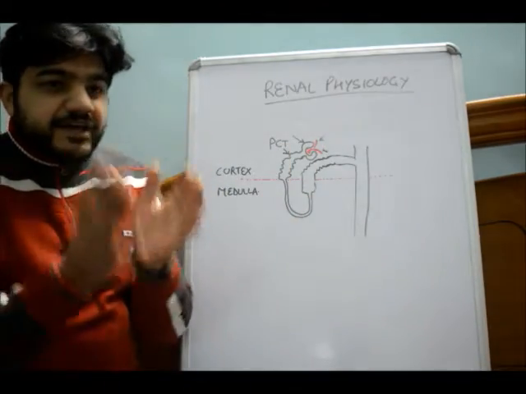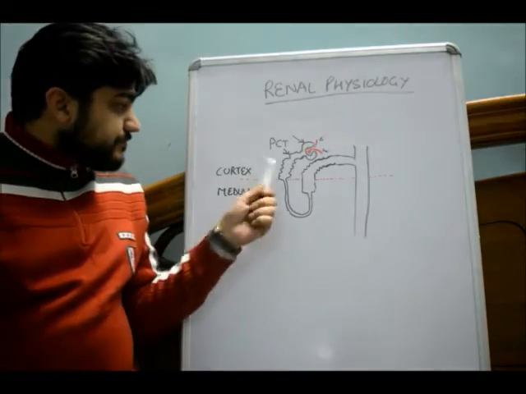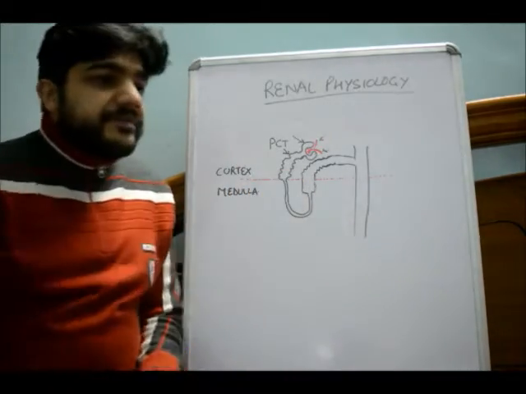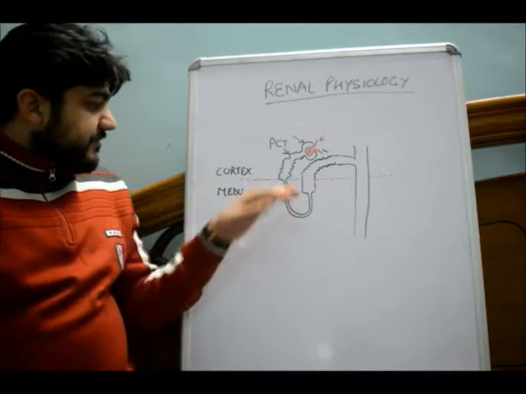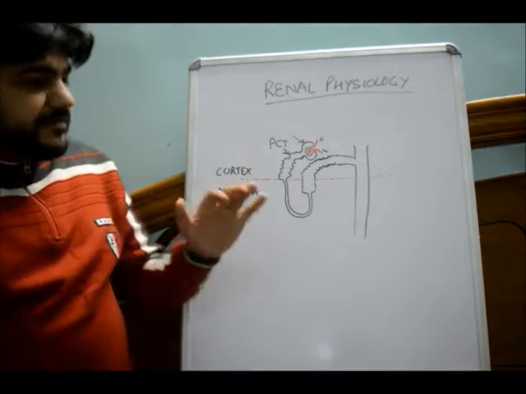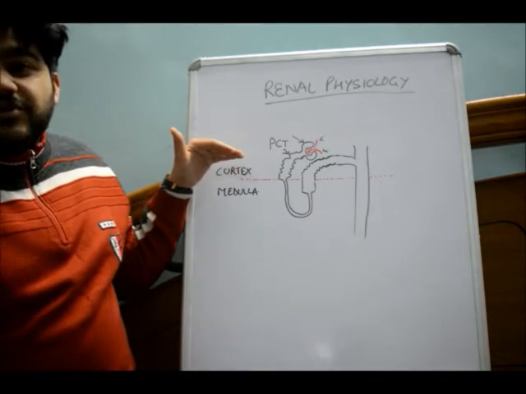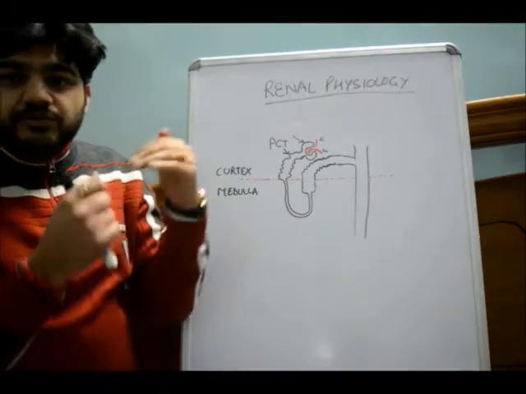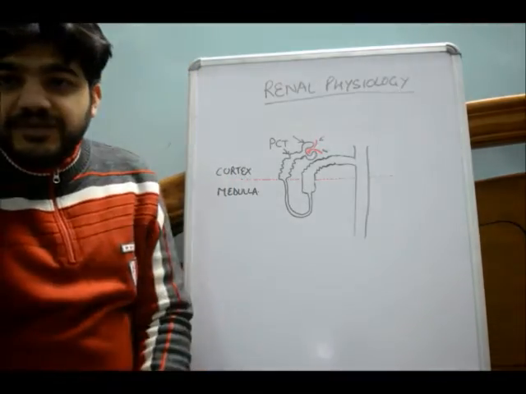Now what the actual processes are, I will be telling in a later section. I am just giving an overview. Till this point everything is isotonic. One more thing is that this PCT lies in the cortical region, or the cortex. The kidney can be divided into two parts: the cortex, which is on the outer side, and the medulla, which is on the inner side.